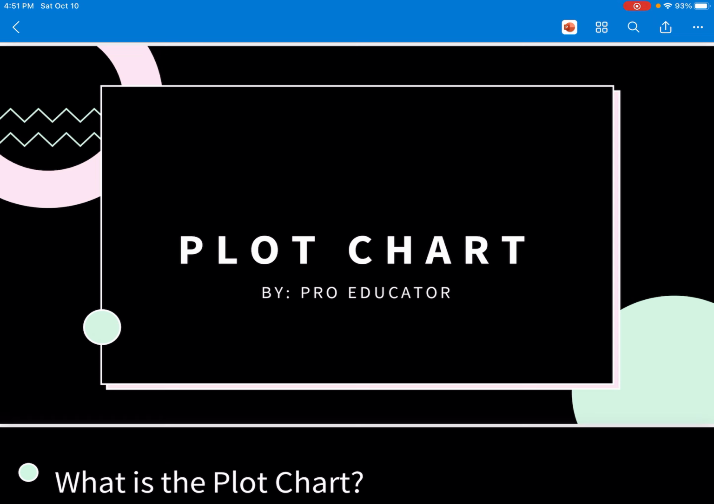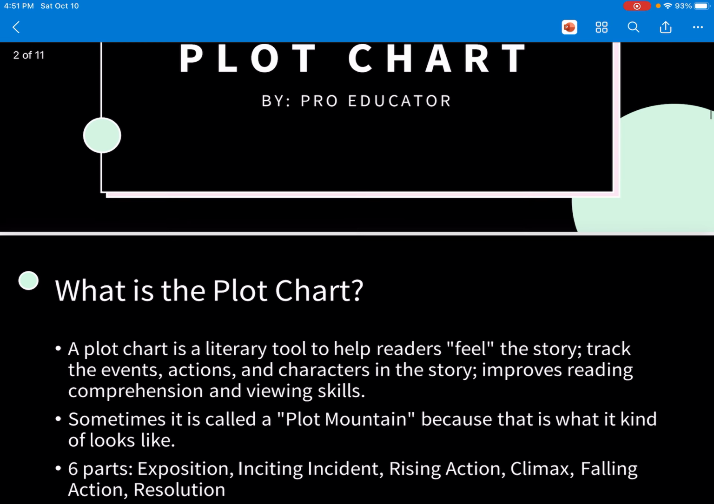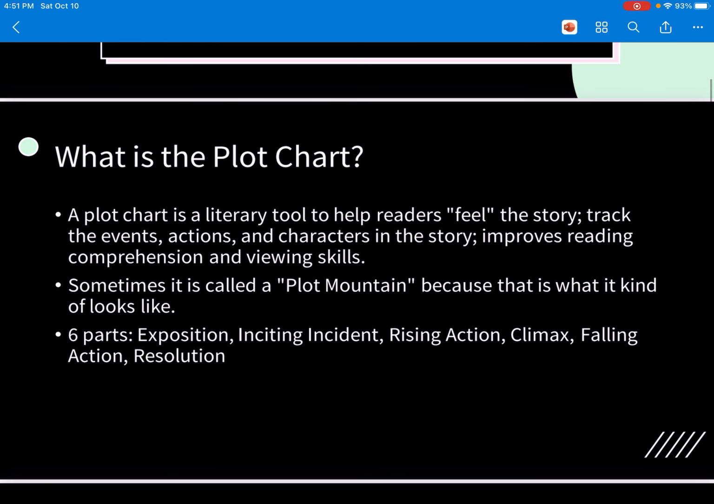Today's lesson is on the plot chart, so let's dive right into it. What is the plot chart? A plot chart is a literary tool to help readers feel the story. It helps track the events, actions, and characters in the story, and it improves reading comprehension and viewing skills. Sometimes it is called a plot mountain because that is what it looks like.